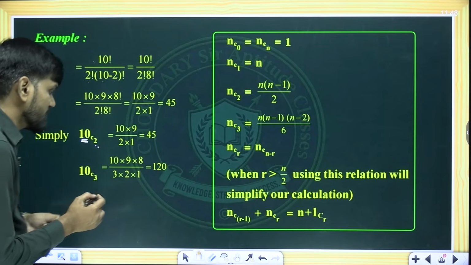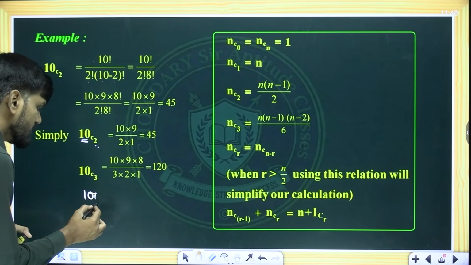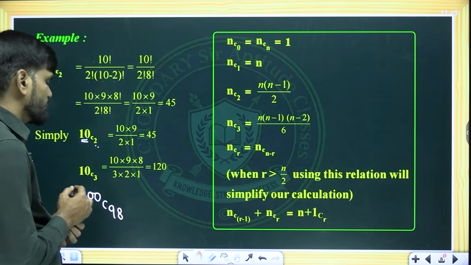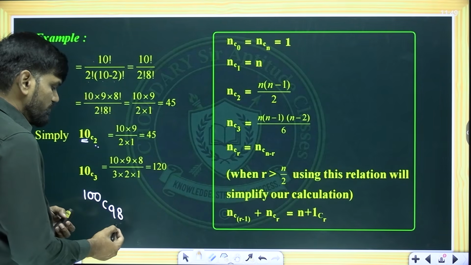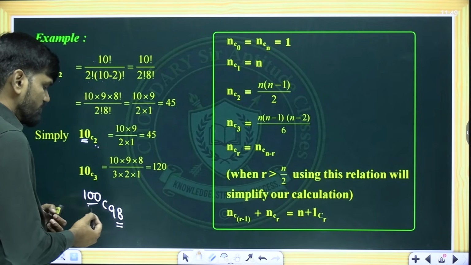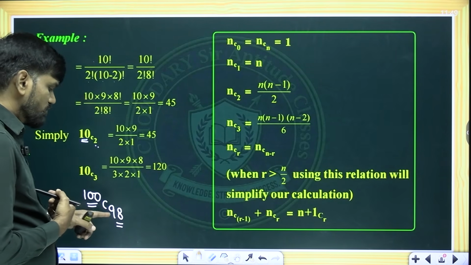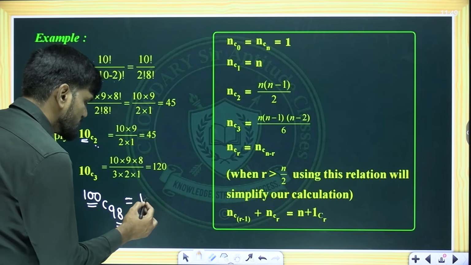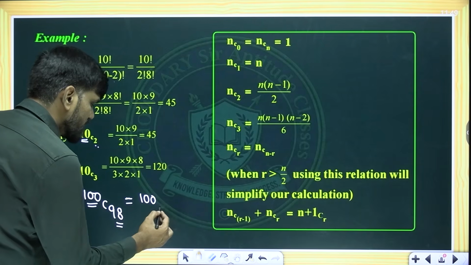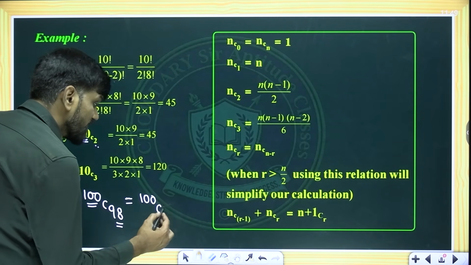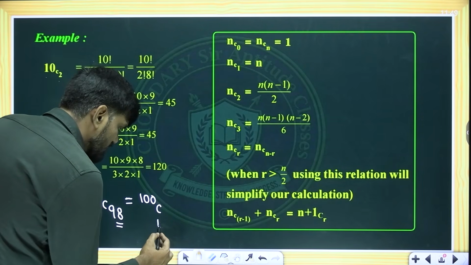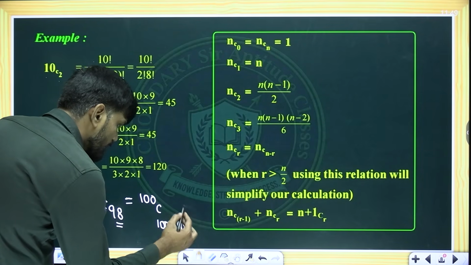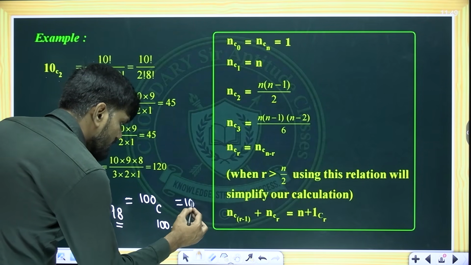If I now have something like 100C98, there is a shortcut for it. Whenever the value of r is more than half of n, we recommend you to go like this: NCR is equal to NC n minus r. So 100C98 can be written as 100C 100 minus 98. 100 minus 98 is nothing but 2. So that can also be written as 100C2.